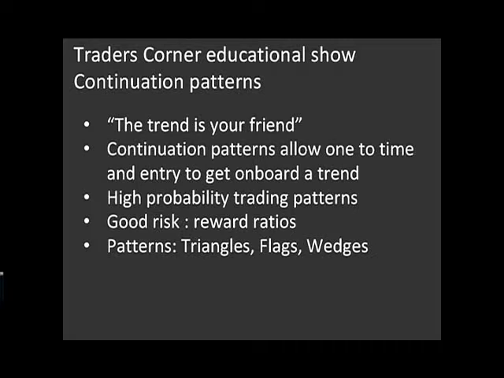And then, as I stressed, they are high probability patterns. All of these patterns that we're going to talk about today generally, on average, work around 2 out of 3 times when you identify them in the direction of the trend. And they do give quite good risk to reward ratios. In all of the cases here, we're looking at triangle patterns, flag patterns, and wedges. They all give pretty good risk to reward ratios of at least 2 to 1 in most cases.